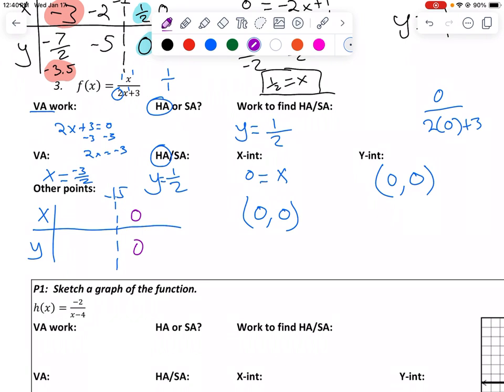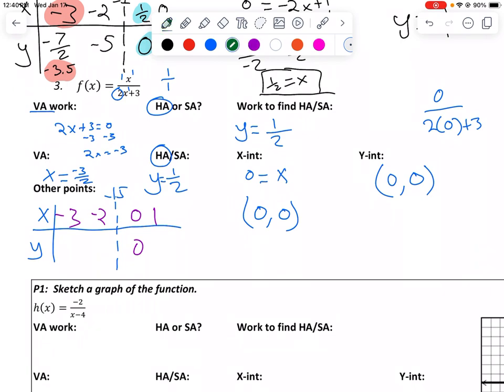0 is larger than that, so 0, 0 goes there. I'm probably going to want maybe a 1 and maybe a -2 and a -3. Okay, so I'm just going to plug those into my function and then see what I get.